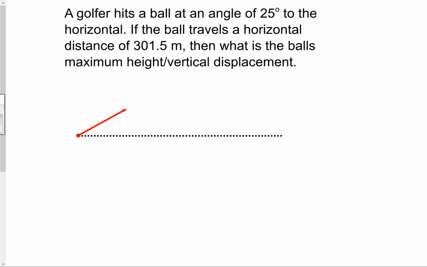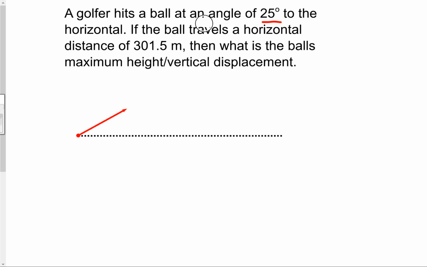All right, today's video is a user requested video, and you can probably tell from this picture that it is a projectile. Let's go ahead and take a look at it. It says that a golfer hits a ball at an angle of 25 degrees, so that's important, to the horizontal. If the ball travels at a horizontal distance of 301.5 meters, what is the ball's maximum height or maximum vertical displacement? So that's all the question is asking.